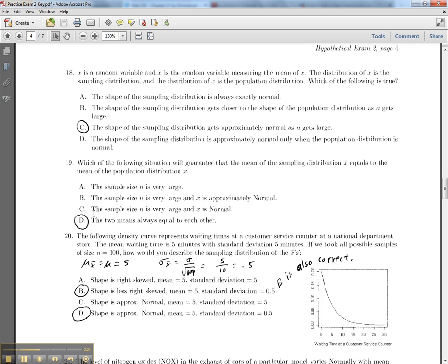I know A, B, and C sound tempting, but the answer is D. The two means are always equal to each other, not just when the sample size n is large or large and normal. It's always equal to each other.